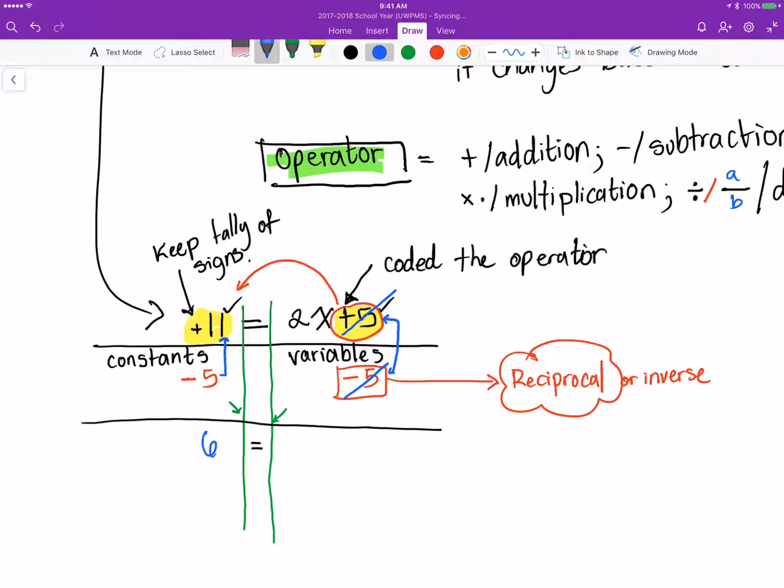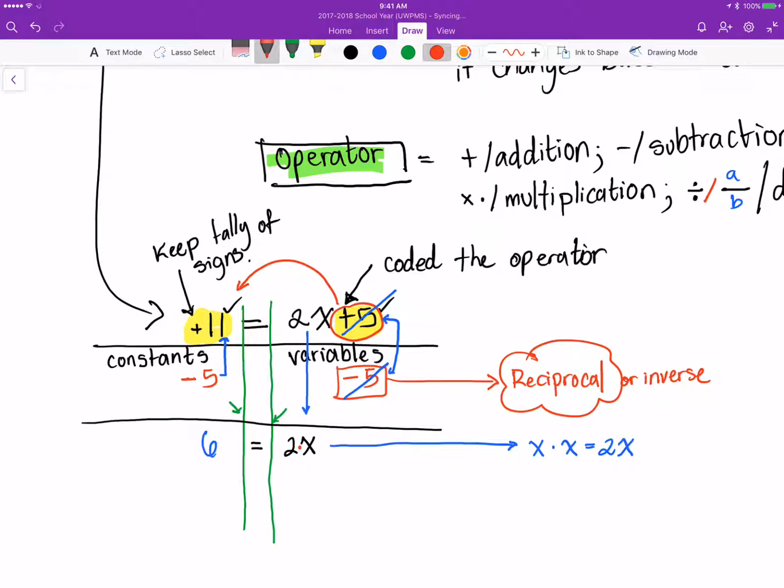And I bring down my coefficient and variable, 2x. And keep in mind that there is an operator in there. It's a multiplication. This is telling me that 2 and x are multiplying. That's the same thing as this: 2 times x equals 2x. That's what that means.